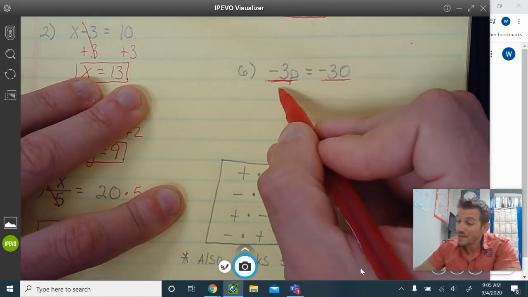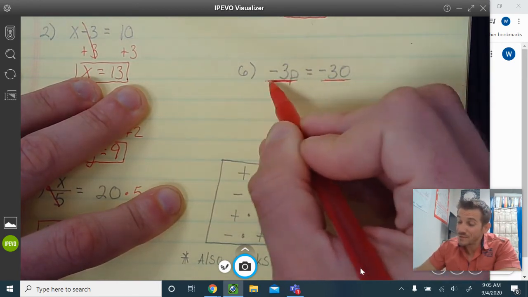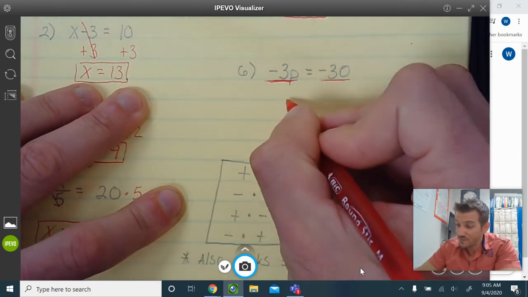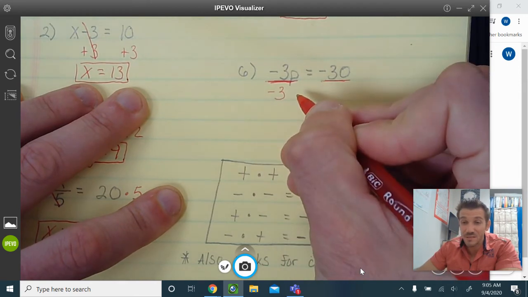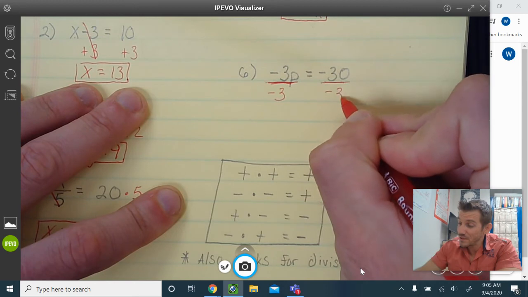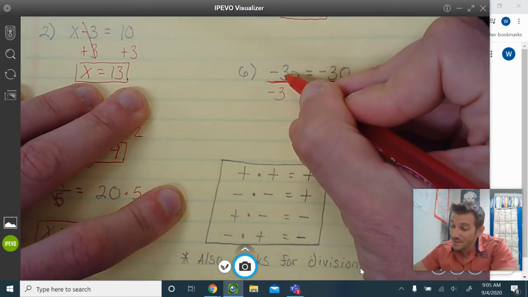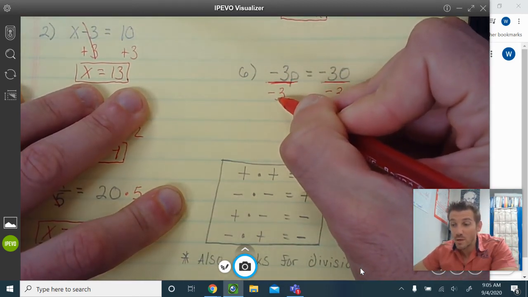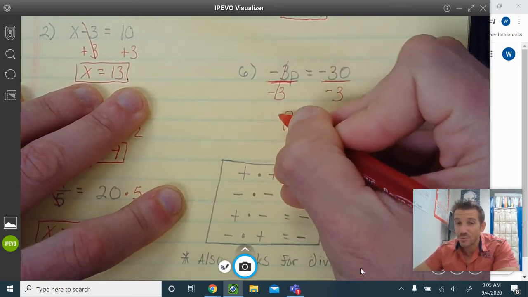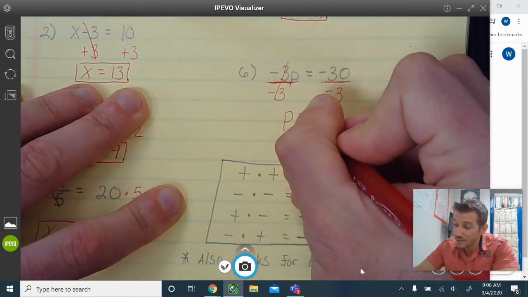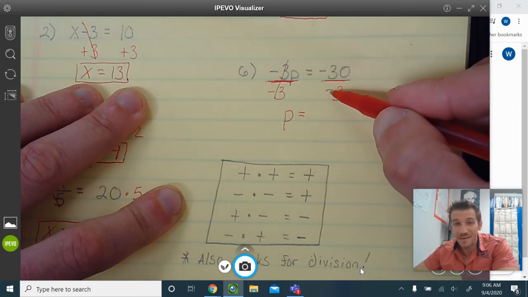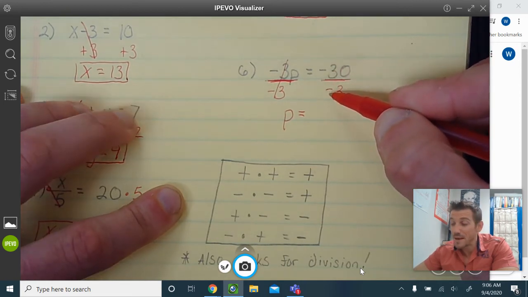Final step. How do you get rid of negative 3? Well, I need to divide it by itself, because remember, anything divided by itself is 1. So negative 3 divided by negative 3. If I do it to one side, I must do it to the other. Negative 3 divided by negative 3 is 1. In this case, 1p. There's no need to write the number 1 in front of it because it's already implied. And tricky part, does anybody remember what a negative divided by a negative is? That would be a positive.